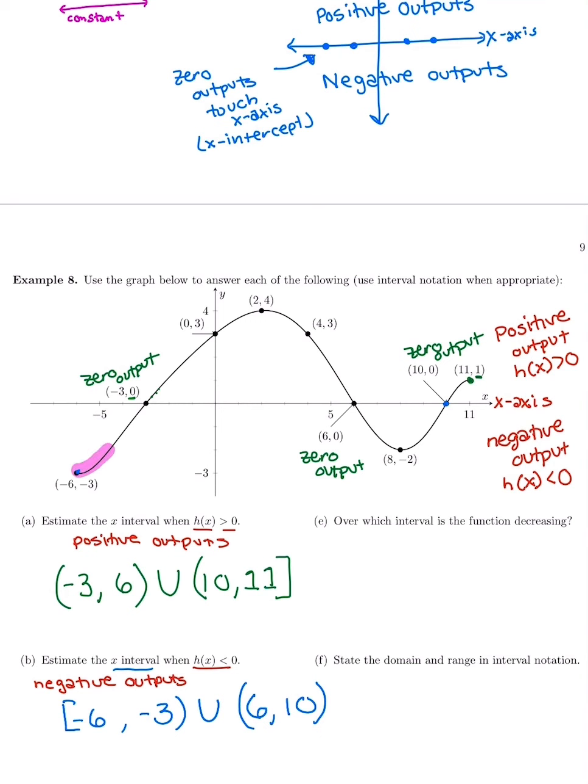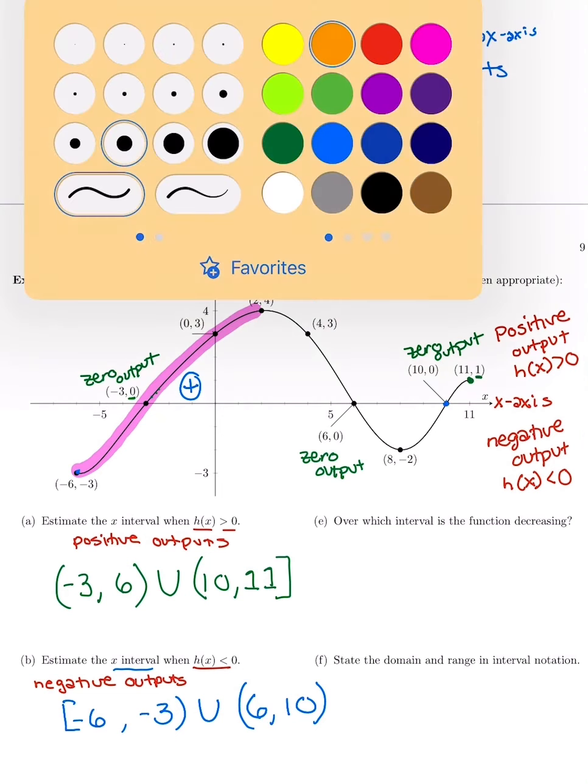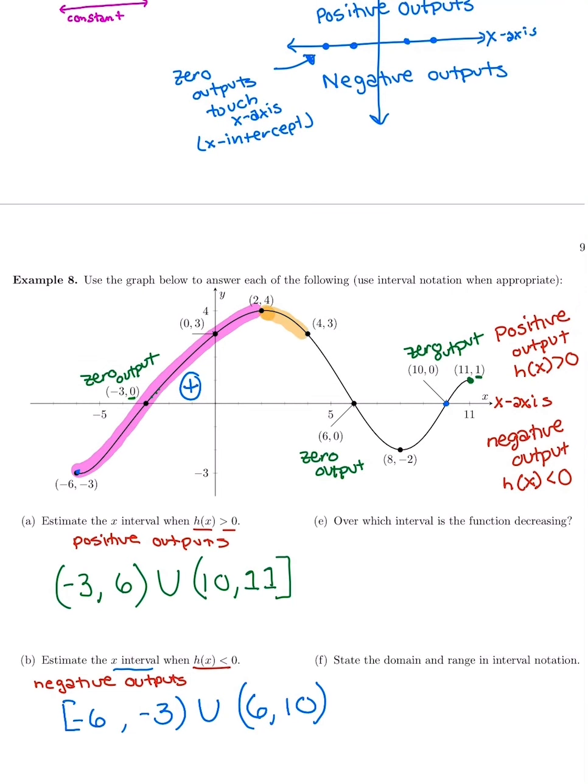So if we trace this left to right, are we rising or falling left to right? I would say that we're rising. So we have a positive slope for the first part. Now if we keep tracing it, it starts going down left to right. So we have a negative slope.